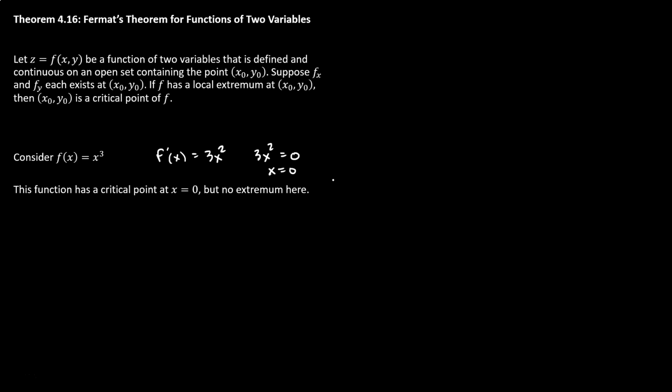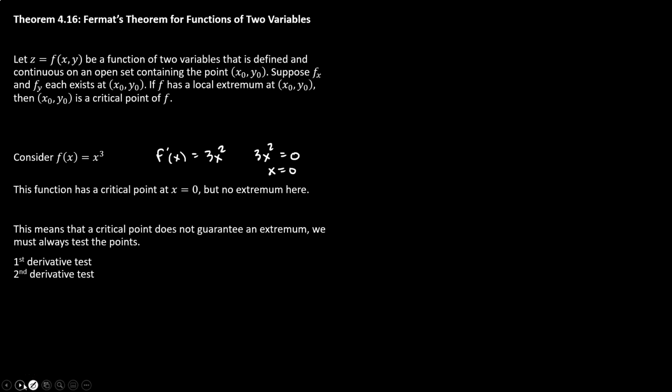But if we look at the x cubed function, x equals 0 is right here. It's an inflection point. It's not a max or a min. The derivative is positive, positive, positive. It never changes sign. So this is one of those fake out critical points, and we need to be careful of that even with our multivariable functions. So we have a critical point, but it does not guarantee that there's an extremum there.